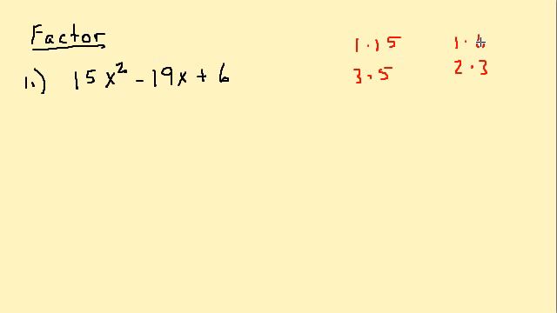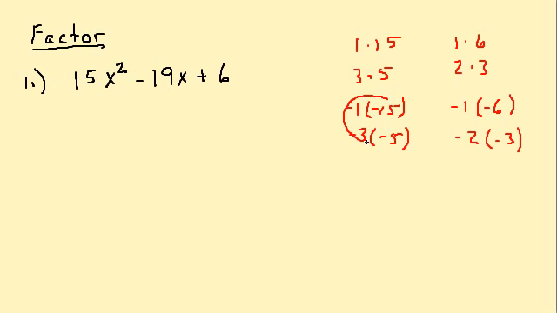And also remember that to multiply to get +6, we can also do -1 times -6 and -2 times -3. And also over here we can do -1 times -15 and -3 times -5. But for the first term, the leading term, the 15x squared, you don't want to use the negatives because we don't like to have negatives out in front. So let's look and see what we can use to get a minus 19x in the middle.